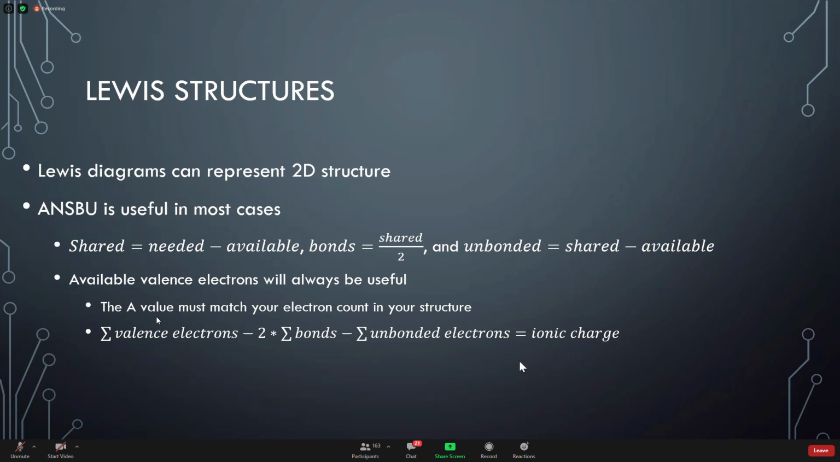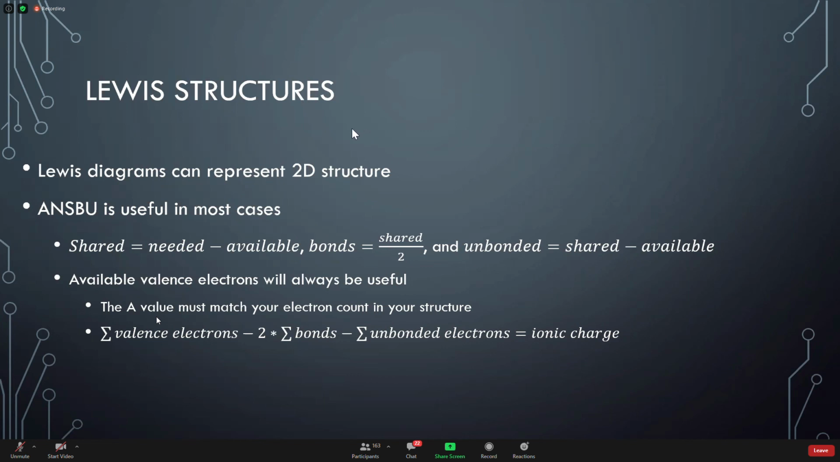ANSBU is a super useful method in a lot of cases. If you follow it correctly, you're not going to get it wrong, if you do your math well. So A stands for available. That's just how many valence electrons each of the atoms in your structure has, and we add that all together and that gives us A.